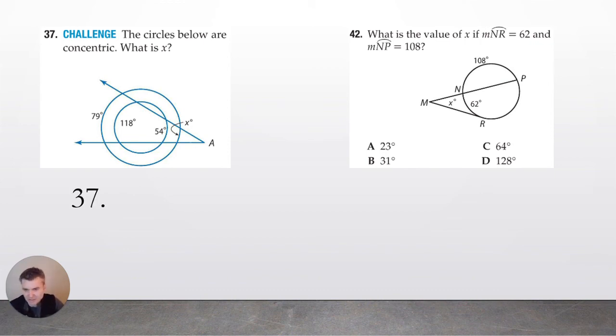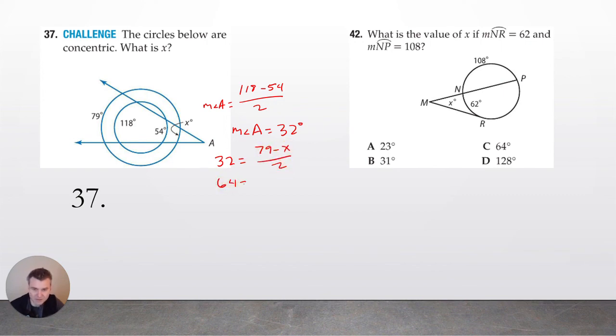So the measure of angle A is 54 and 118. So 118 minus 54 over 2. That gives me the measure of angle A. 118 minus 54, that's 64. 64 divided by 2, it gives me the measure of angle A is 32 degrees. Okay, once I got that, I can say that 32 is equal to 79 minus x over 2. So 64 equals 79 minus x. You get all that, you should get that x is 15 degrees.